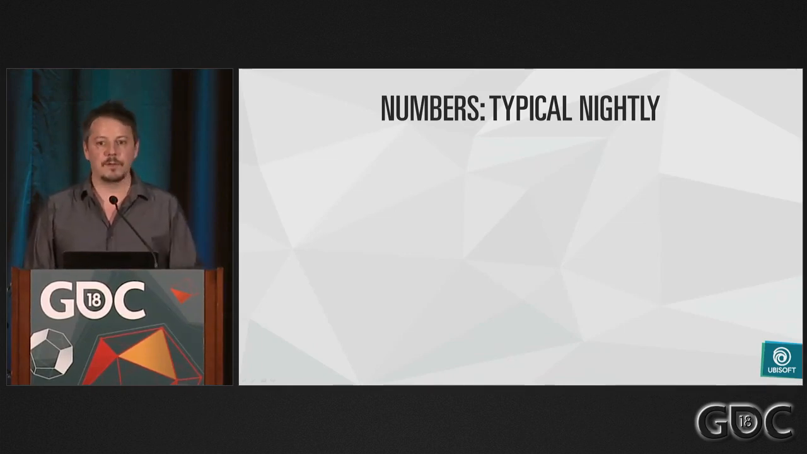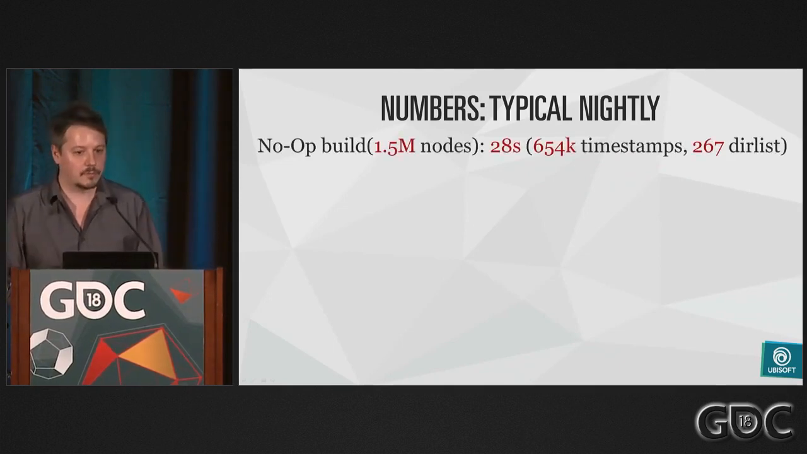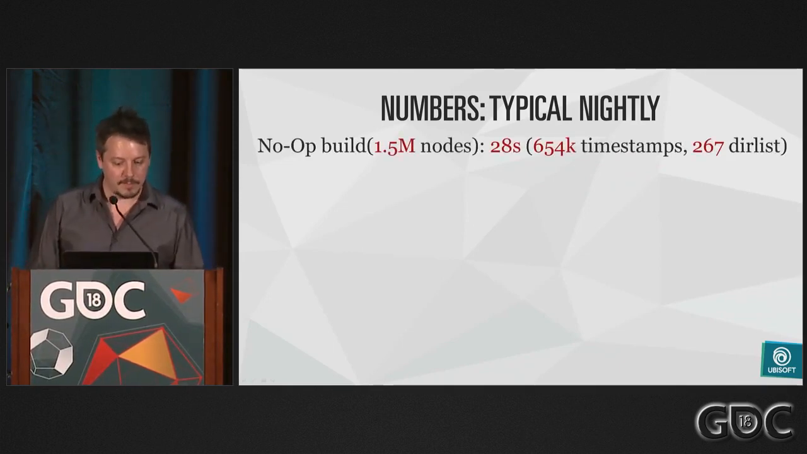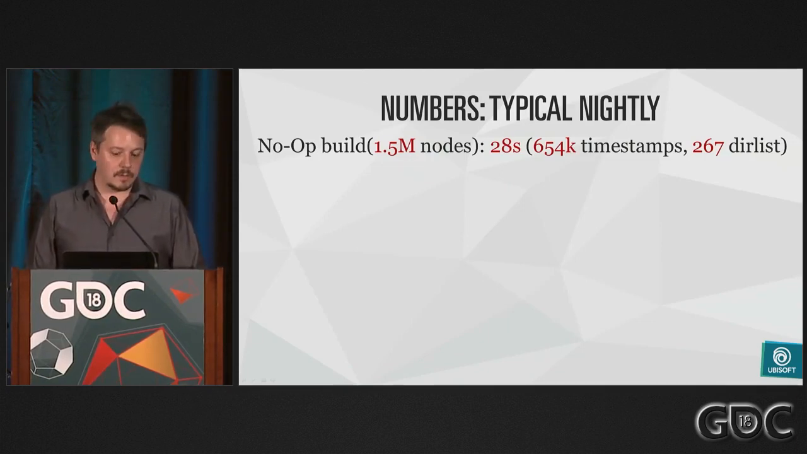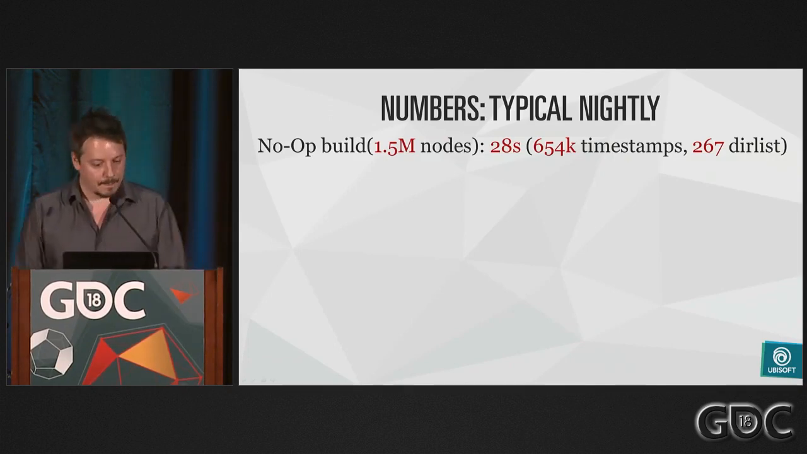So I just performed the no-op operation on my local PC on a rather small graph, which was just 1.5 million nodes. And in that case, it takes 28 seconds to do nothing. And in these 28 seconds, it's actually performing more than 650,000 timestamp checks and more than 260 directory listings.